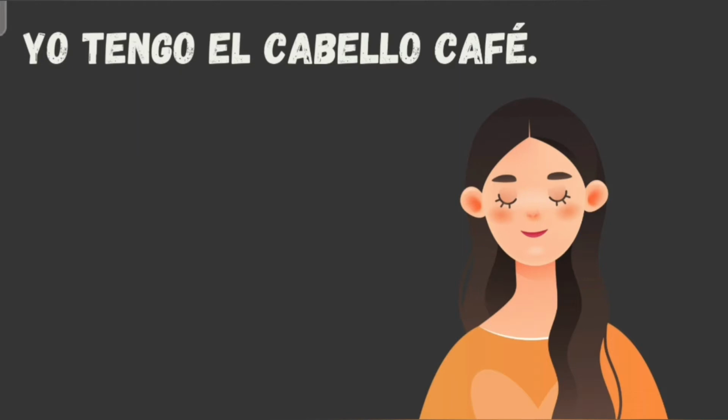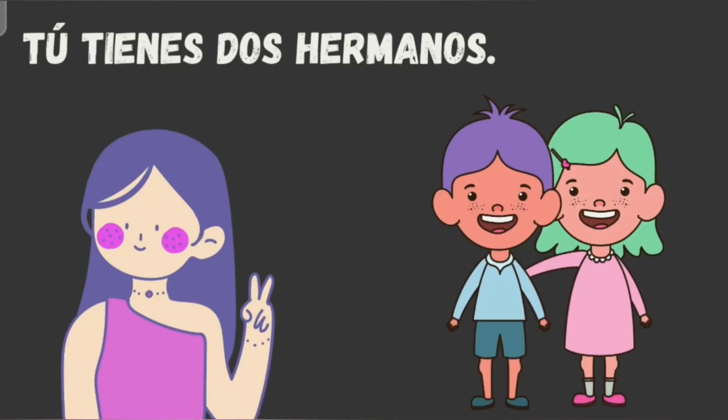Okay, if you don't have brown hair, then you can say, yo tengo el cabello negro. Negro means black, okay? If you have blonde hair, you can say, yo tengo el cabello rubio, okay? Blonde hair, rubio, cabello rubio, okay? This is according to our personal pronoun, I. Now let's see some sentence with the personal pronoun, you, okay?